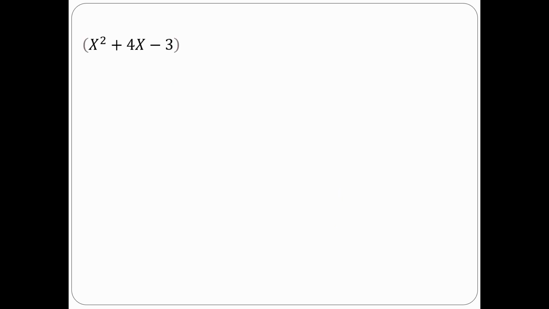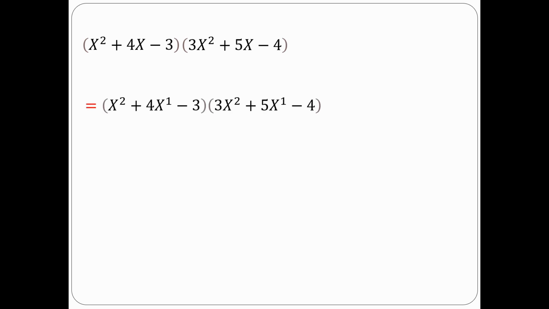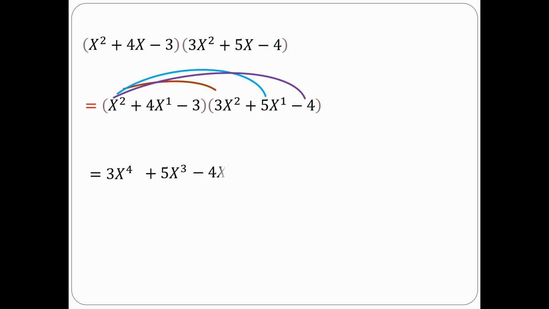Now let's multiply a trinomial by another trinomial. Before we multiply, let's show all the exponents of the variables. Now let's begin by multiplying x squared to 3x squared, and that is 3x to the fourth. Then multiply x squared to 5x, and that is 5x cubed. Then multiply x squared to negative 4, and that is negative 4x squared.